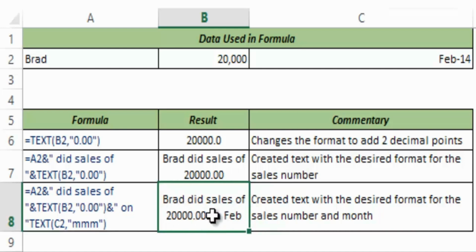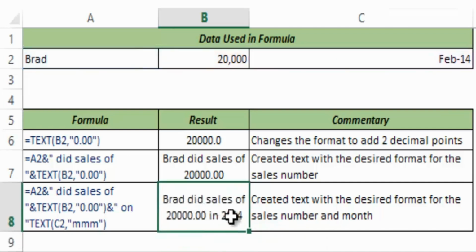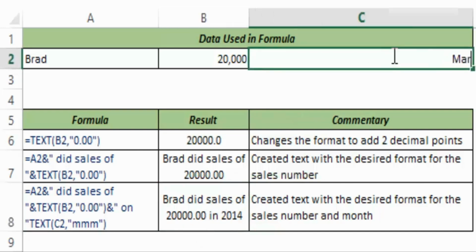So you can change this. I know this is wrong English, it should be in Feb, but you can change this accordingly. You can try and use, say, if you want the year here, so you can use this, and this would give you Brad did sales of 20,000 in 2014. So this gives you the flexibility to choose the format for the numbers, for the dates, and append it with text so that it makes it dynamic. I can go and I can change here. I can write March 2013 and this would automatically change. So this is the benefit of using the text function in Excel.